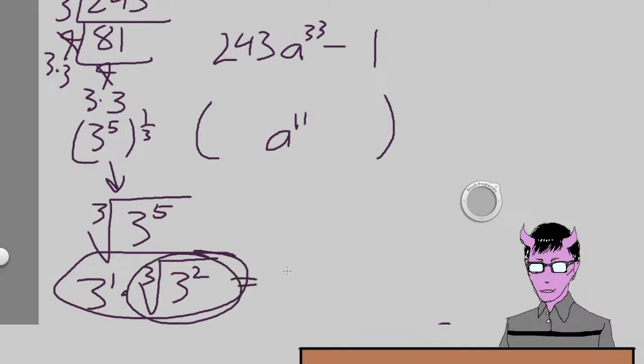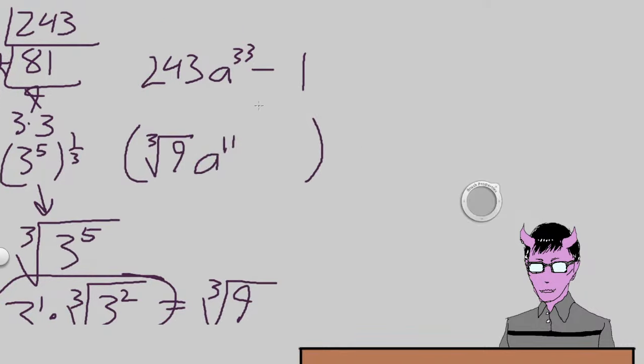Let me just clean it up a little bit. So it'll be the cubic root of 3 squared. Again, not the nicest scenario, but it's fine. What's the cubic root of negative 1? It's just going to be negative 1. Easy.